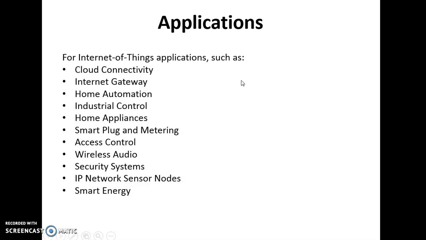Okay, so what are the applications? In all the IoT applications we can use these devices: cloud connectivity, internet gateway, home automation, industrial control, and IoT 4.0. Okay, home appliances, smart plug-in metering, access control, wireless audio, security systems, IP network sensor nodes, smart energy, and there can be huge applications, a lot more applications.